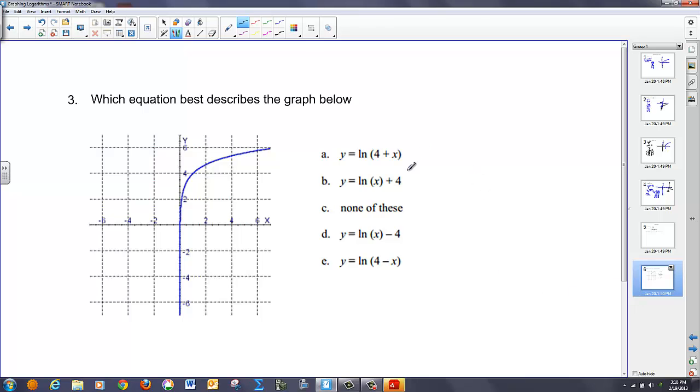Remember, the natural log is log base e, and that's equal to the natural log. Just something to remember. E, once again, is equal to 2.718-ish, right around there.